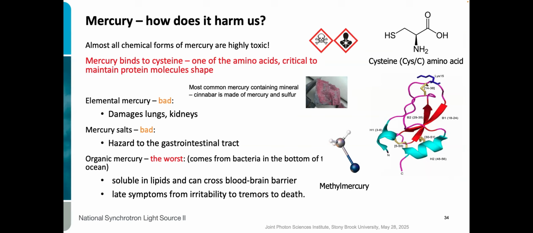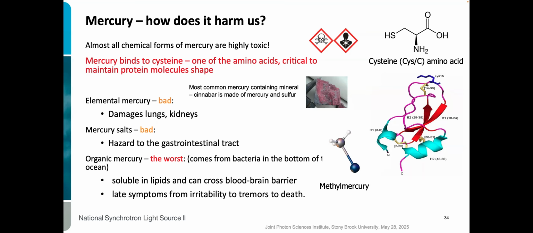But let's talk about the kinds of mercury first. There is elemental mercury, you know, the broken thermometer from 1965. It can affect a lot of organs, but that's not so bad. Mercury salts, they're not very good to you either. They act upon your guts. The worst perpetrator is organic mercury, methyl mercury. And it actually comes from the bottom of the ocean, from the bacteria. They produce it there. It's soluble in lipids.